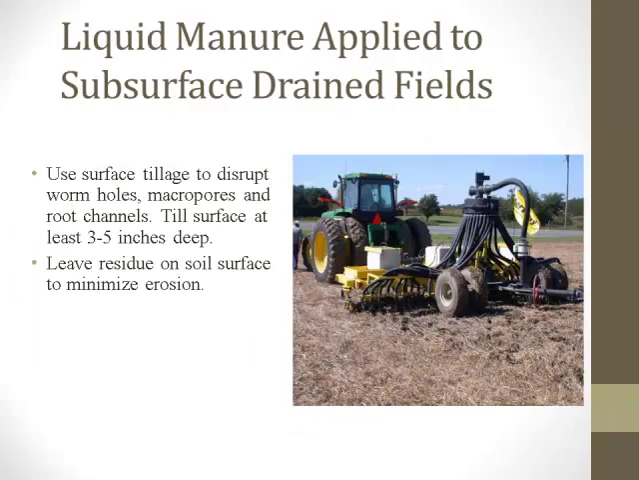Liquid manure applied to subsurface drain fields. We talked a little bit about using some type of tillage to disrupt those macropores, but leaving some residue on the surface to minimize erosion. It may mean that you have to leave a little further setback from the stream, but a lot of times having that residue and breaking up those pores can make that soil absorb the liquid a lot better.